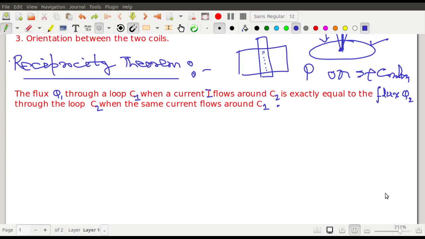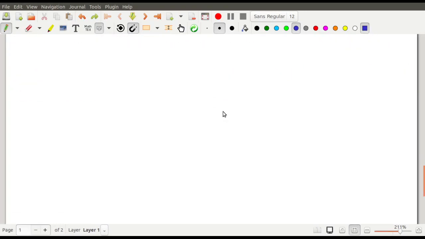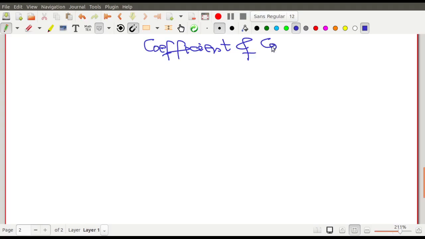Okay, fine. Next I will go through another issue which is called the coefficient of coupling. So what is coefficient of coupling? Try to understand this issue, that coefficient of coupling ব্যাপারটা কি. What is coefficient of coupling? Try to understand coefficient of coupling.